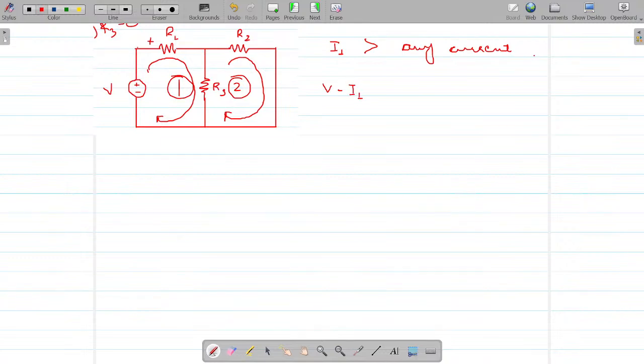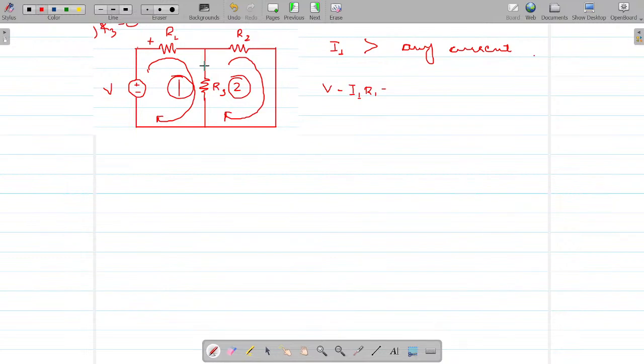In this resistor, what will I write? Minus I1 times R1. Now, what did I say? This current will be greater than any other current. So, what will be the current in this branch? It would be the difference between the two currents. See, the directions are not additive, they are opposite of each other. See carefully and then you will know.